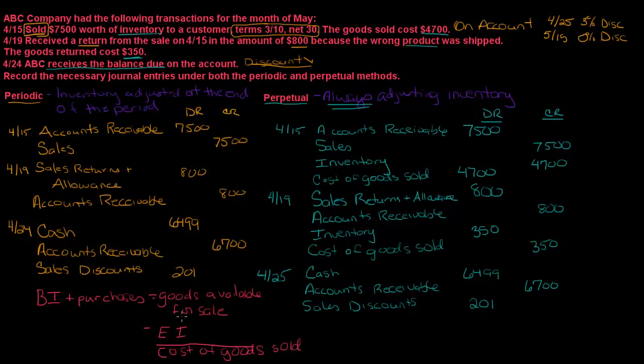So in the periodic method, we actually calculate cost of goods sold using beginning inventory plus purchases, then subtract your ending inventory. That gives us cost of goods sold. Whereas in perpetual, we are constantly updating the balance, so we don't have to worry about this calculation. This calculation that you probably learned in your class is only used in periodic.